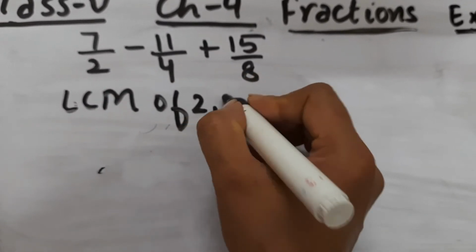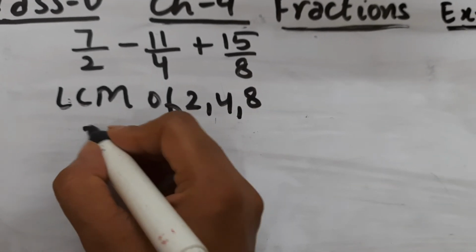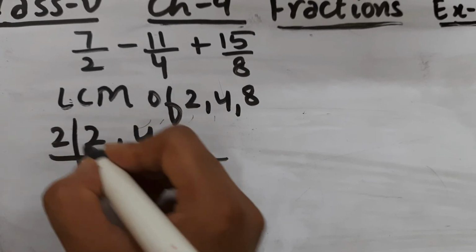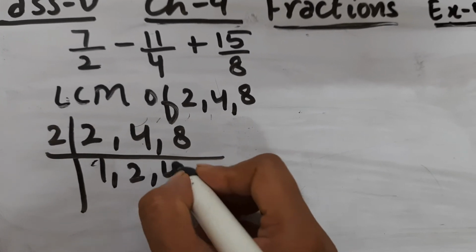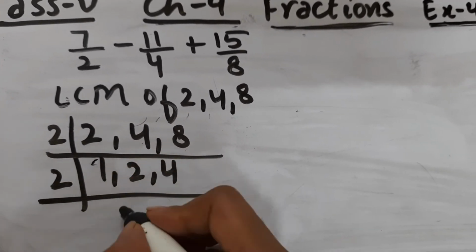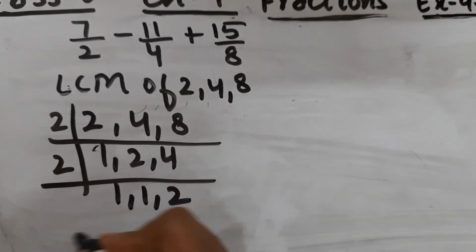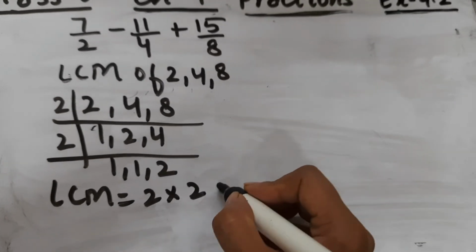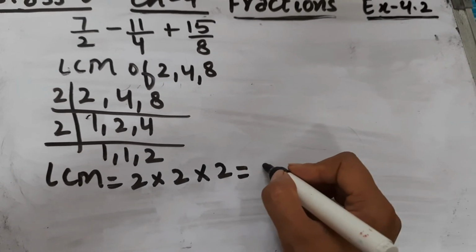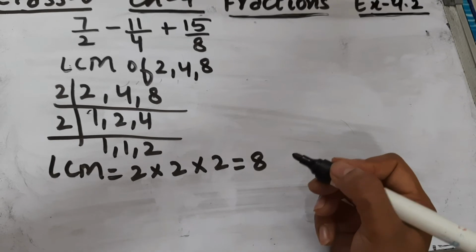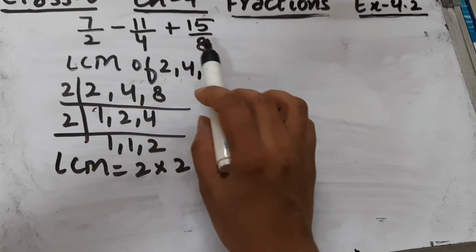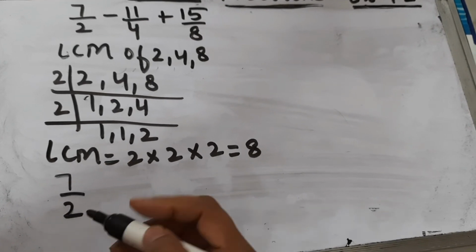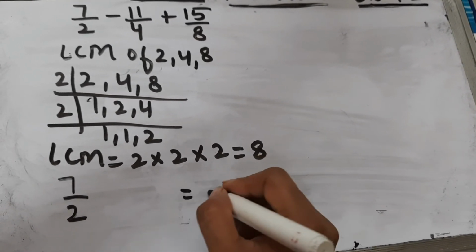of the denominators. We will take the LCM of 2 4 and 8. 2 1s are 2, 2 2s are 4, and 2 4s are 8. Then 2 1s are 2, 2 2s are 4. So LCM will be 2 multiplied by 2 multiplied by 2, which is 8. Now we have to find the equivalent fraction of these fractions with denominator 8. हमें क्या करना है, इनकी equivalent fraction निकालनी है जिसका denominator क्या हो, 8 हो.